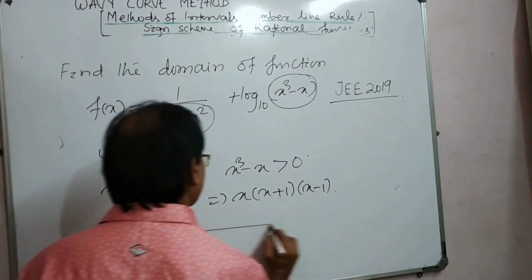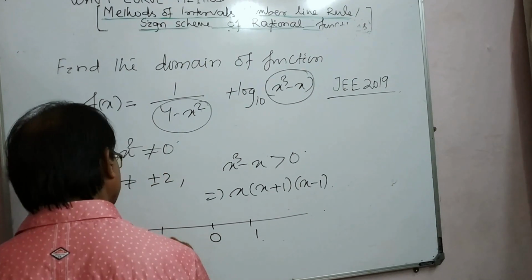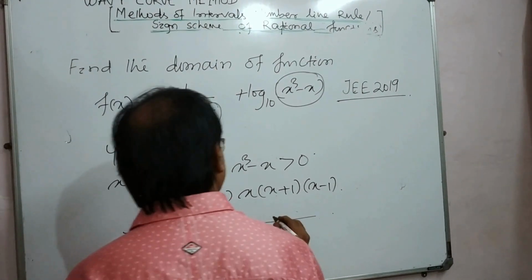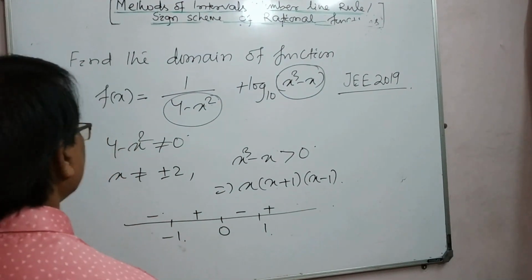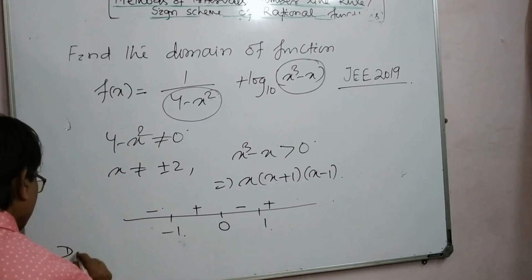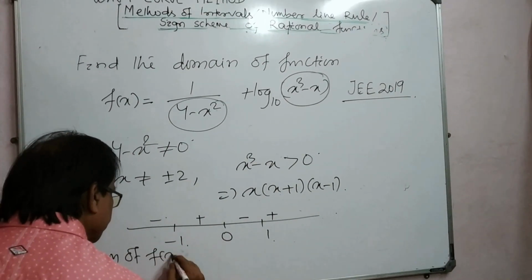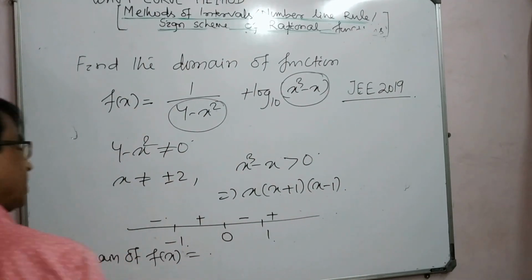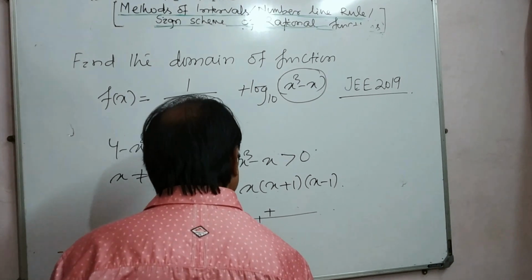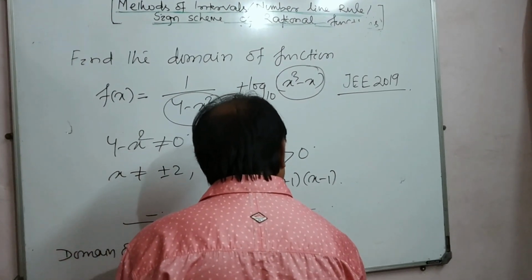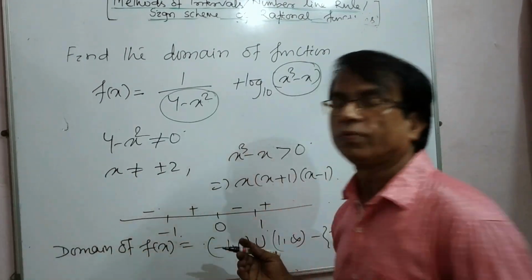If you spread it on the number line, then what is the domain of the function? The domain of the function, you can take here minus 1 to 0, union 1 to infinity, but 2 is excluded. So we got the solution.